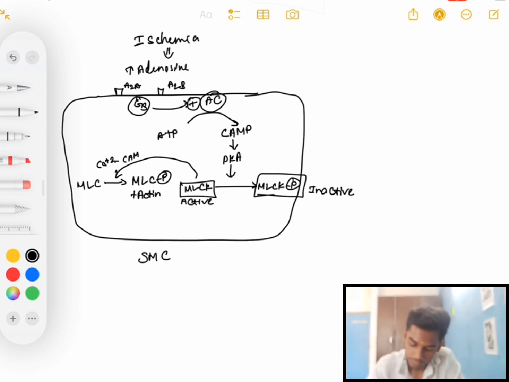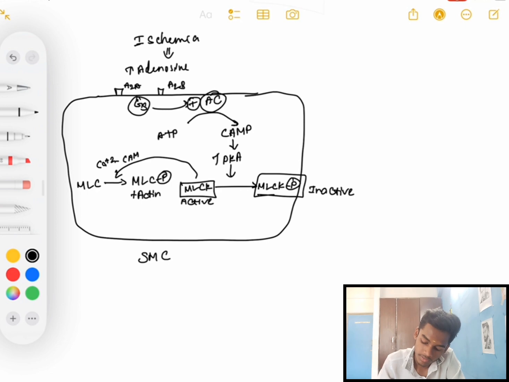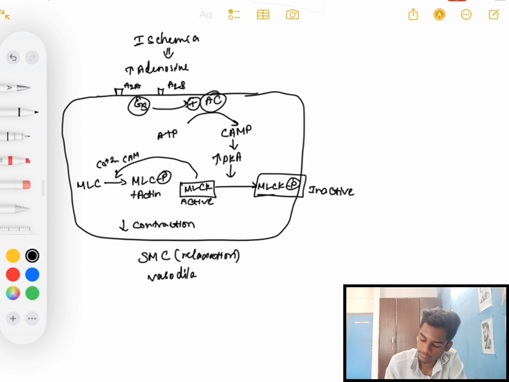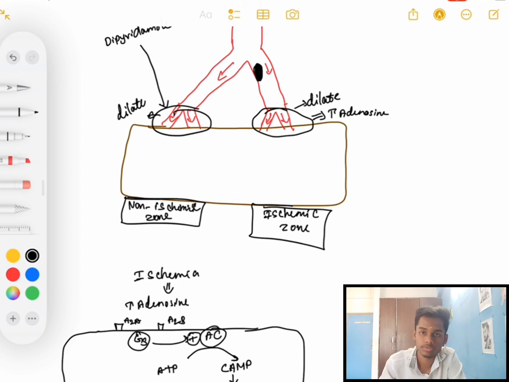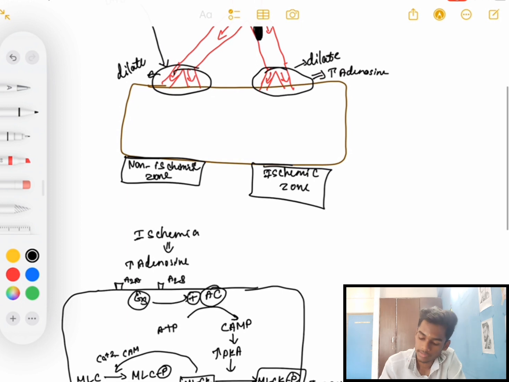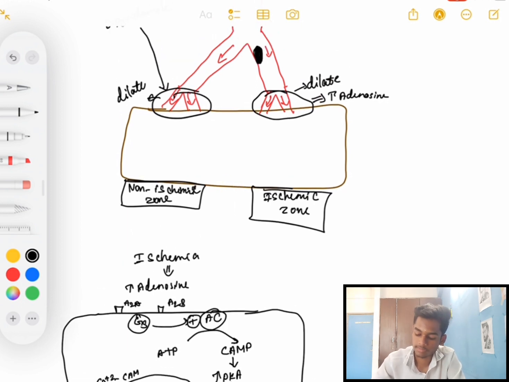So now the adenosine acts on A2A and A2B receptors. It increases protein kinase A. Due to this, myosin light chain kinase is phosphorylated. Now there will be decreased contraction. There is smooth muscle cell relaxation. So it causes vasodilation. Now what happens? Adenosine is increased in the ischemic zone, and there is relaxation of these smooth muscle cells in the resistant vessels. So there is increased blood flow to this ischemic zone.